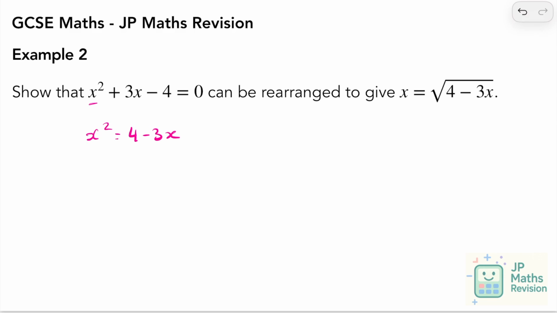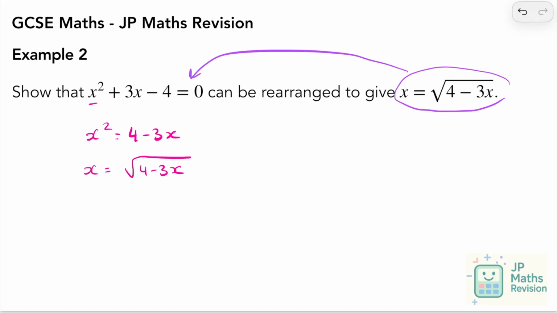And with that, what we can do is square root both sides, so I end up with the square root of 4 take away 3x. So alternatively, what we could have done is we could have taken this and squared both sides, added 3x and subtracted 4 from both sides, so that we ended up at here, but it doesn't matter.